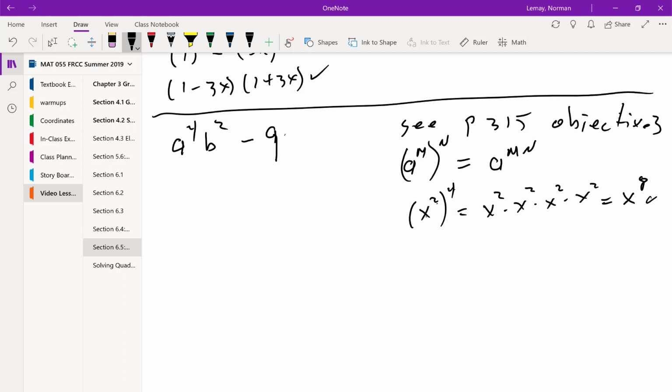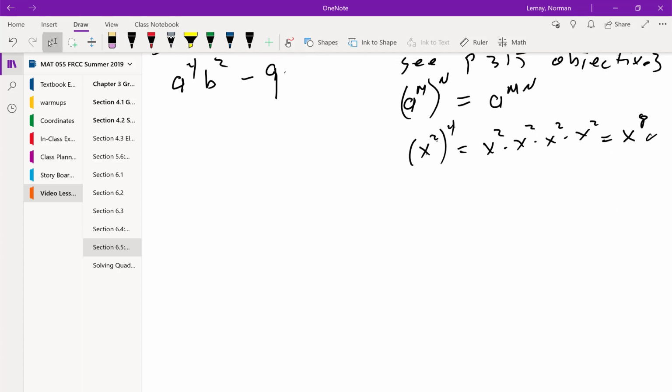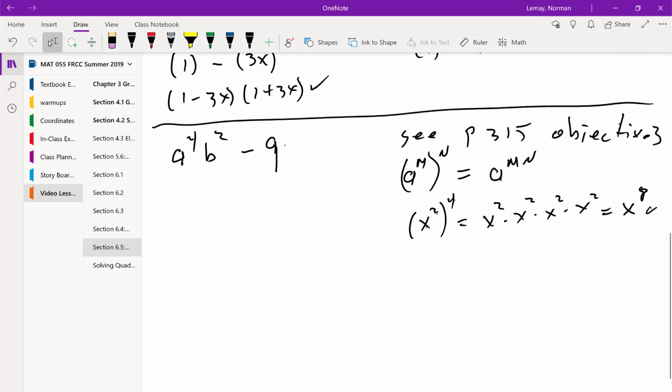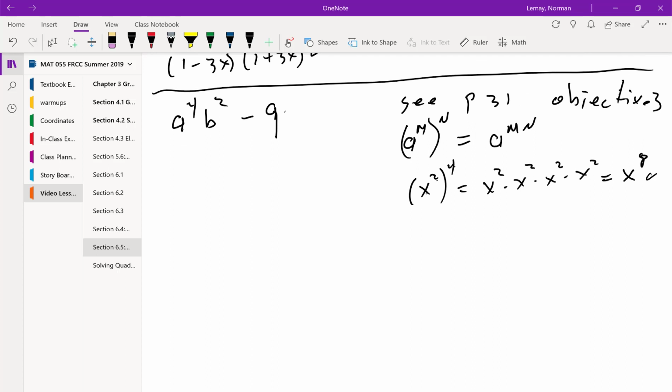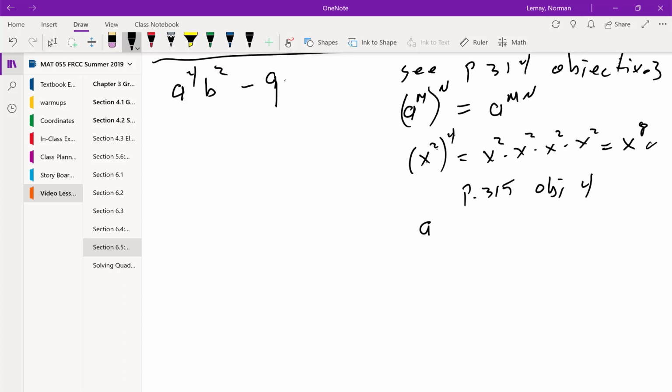So that makes life really pretty easy. So the other one is objective 4. Sorry, I think this one is 314. Anyways, so this one's going to be page 315. So this one's objective 4. And that is if you have ab to the m power, this becomes a to the m, b to the m.